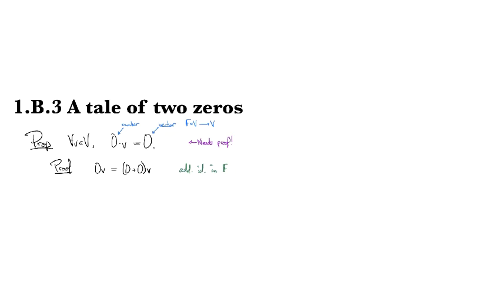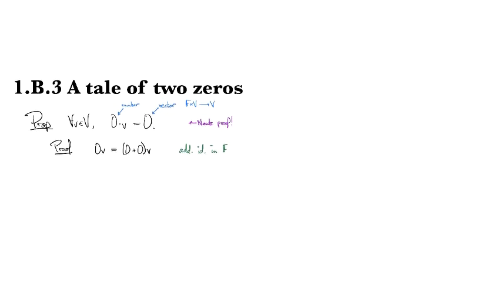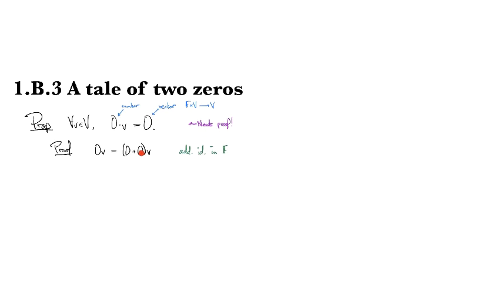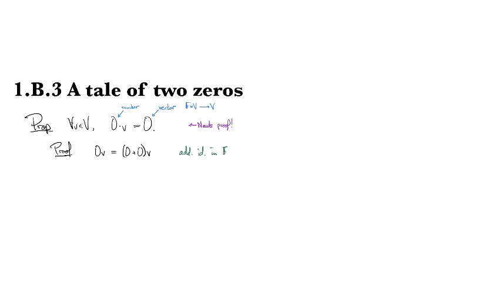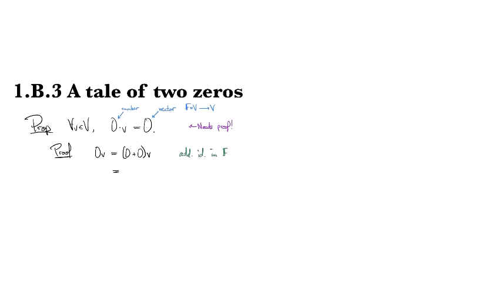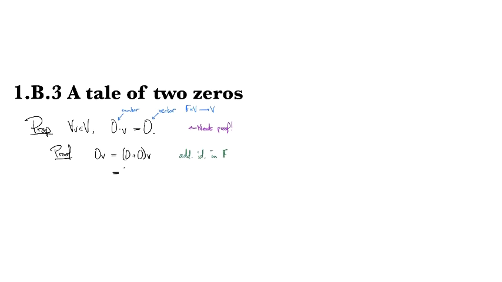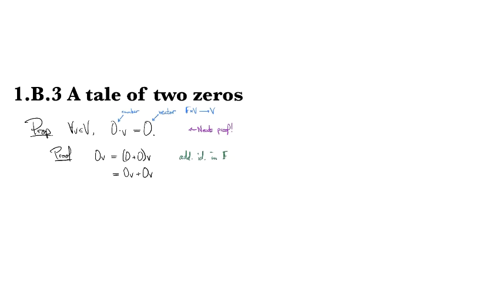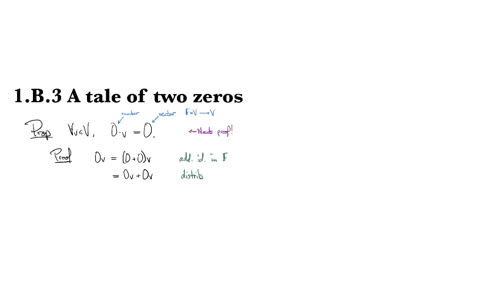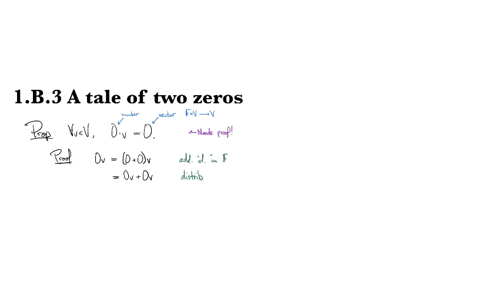In the field, 0 added to anything is just the thing I started with. So if I add 0 to anything, the sum is still that thing. Then I can use distributivity, one of the versions of distributivity, so we've got 0v plus 0v.